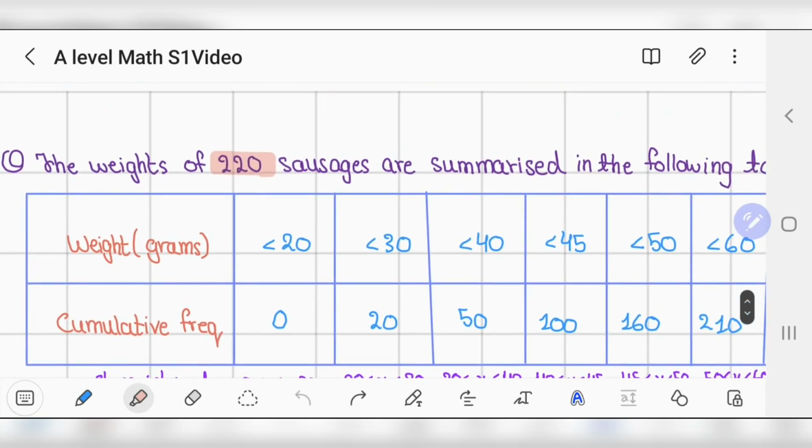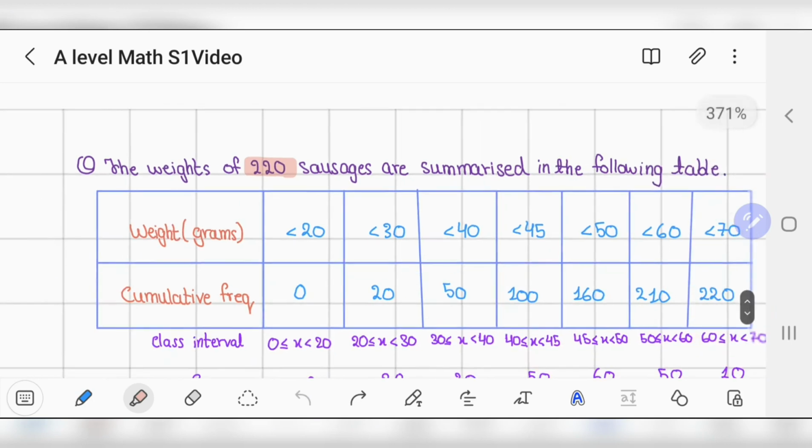Okay, for example, less than 20 weight, which means 0, which means none. Less than 30, so 0 plus 20, which adds up to 20. This is telling us that between 20 and 30 the frequency is 20. Between 30 and 40 the frequency is 30, but since it is saying less than 40, that includes 20 and 30 as well, which makes 50. So you just add up all the frequencies in this order.